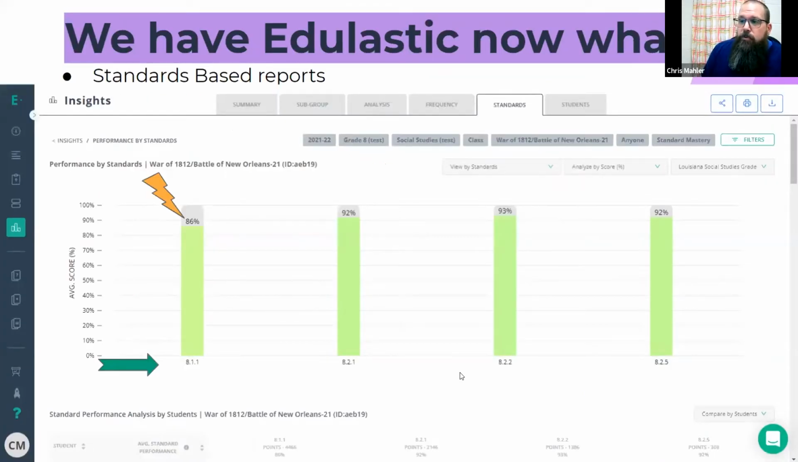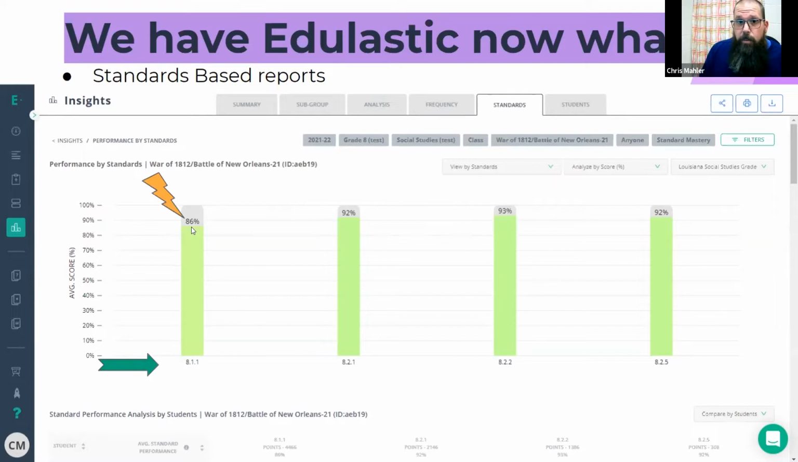Right here is the performance based off of one of our first unit tests that we did. That's a common assessment. It covers the War of 1812 and the Battle of New Orleans. I don't know if I mentioned this earlier, but in Louisiana, we do Louisiana history in 8th grade. It's state specific. We try to cut out all the US history because that gets hit a lot over the years. So right here, I can see that my lowest standard was 8.1.1 and it got 86%.